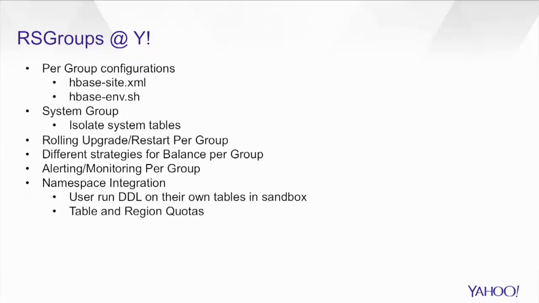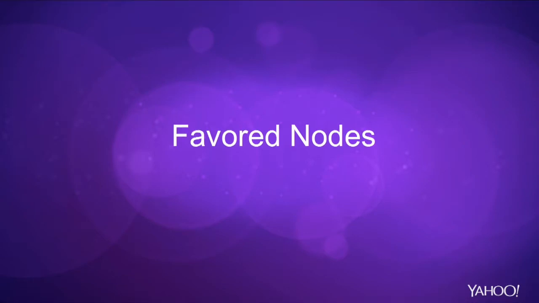And finally, we make a lot of use of the namespace integration. This is very useful, especially in our sandbox cluster, where we allow our users to create their own tables. It makes sure that these tables end up on the region servers they were actually allocated. We also make a lot of use of table and region quotas, because table and region quotas make use of shared resources, such as the HBase meta and the table descriptors, which are all cached in the master.